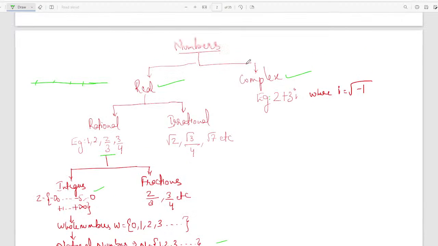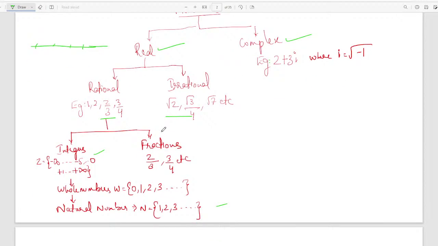Any number can be divided into two, real numbers and complex numbers. Real numbers can be represented on a number line, and complex numbers cannot. In real numbers we can categorize into two: rational and irrational numbers. Irrational numbers are not terminating, and there is no pattern in them, whereas rational numbers are terminating. There are two types of rational numbers: integers and fractions.